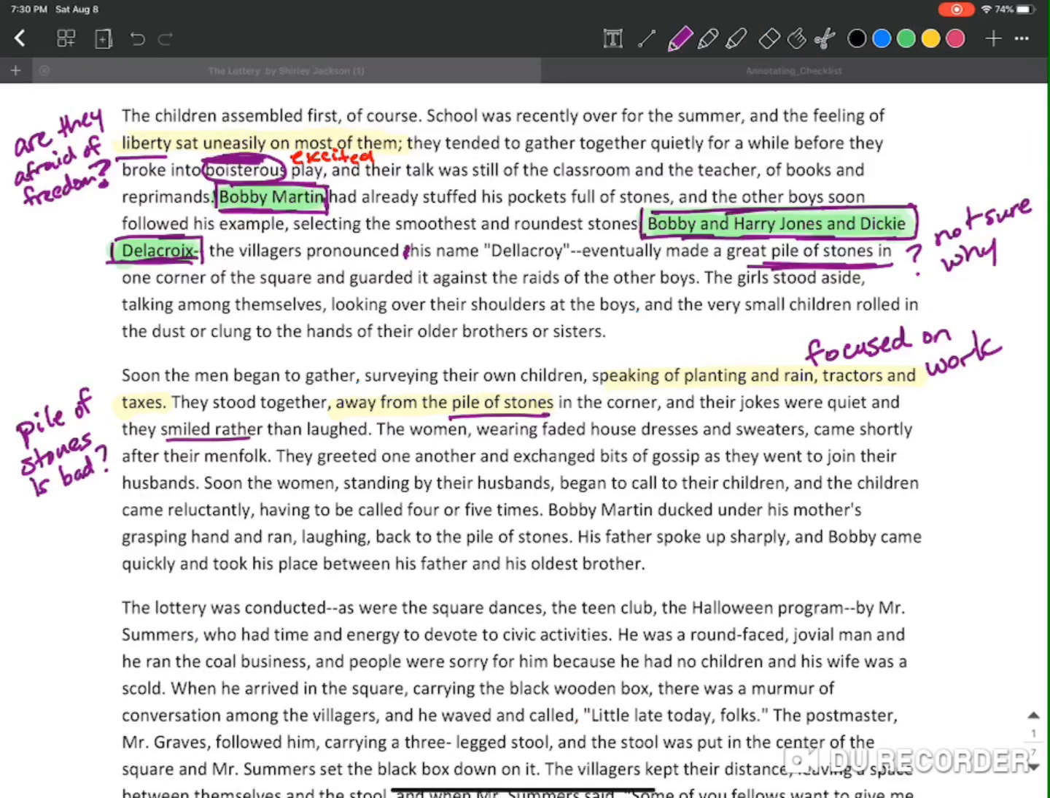Because they smiled rather than laughed. They're quiet. That was another aspect to it. It was in here somewhere. They were quiet and they smiled rather than laughed.